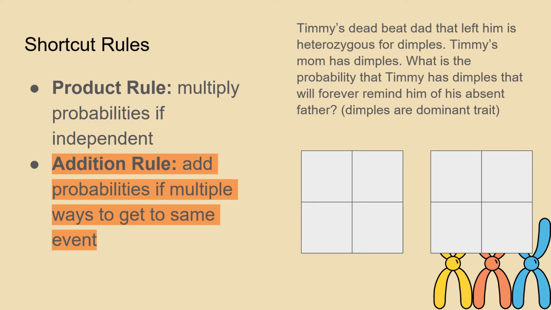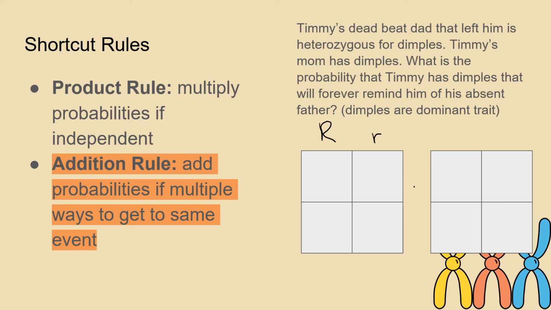Another little shortcut rule that you can use to help you is the addition rule, which just says if there's multiple ways to get to the same event, you can just add the probabilities. So in this example, it says Timmy's deadbeat dad that left him is heterozygous for dimples. Timmy's mom has dimples. What is the probability that Timmy has dimples that will forever remind him of his absent father? And it tells us that dimples are dominant. So again, his dad that left him is heterozygous. So here's that. And then it just says that his mom has dimples.